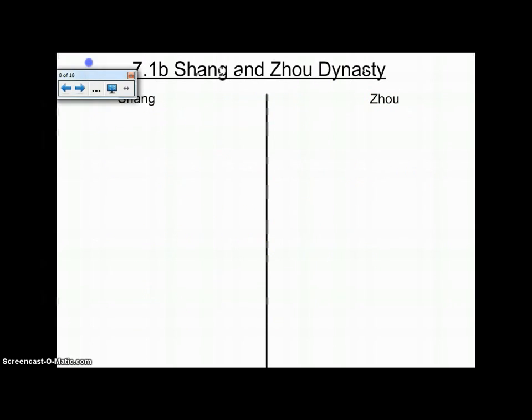Okay, so this is 7-1b. Shang and the Zhou dynasties. We have a couple things on each side. So somebody want to add something up here? Yeah. What's one thing? Okay, the Shang are the ones that developed the Chinese writing. Yeah.